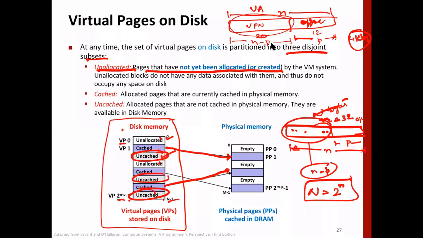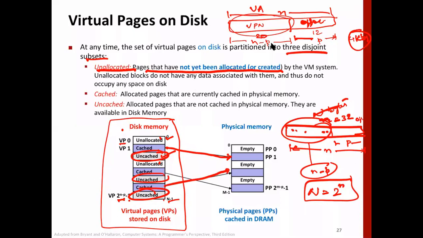So in virtual memory, we have 2 raised to the power n minus p pages. We divide the virtual address space into so many virtual pages, and the same thing is shown here. The OS creates everything that is created for the process on the disk or swap space.